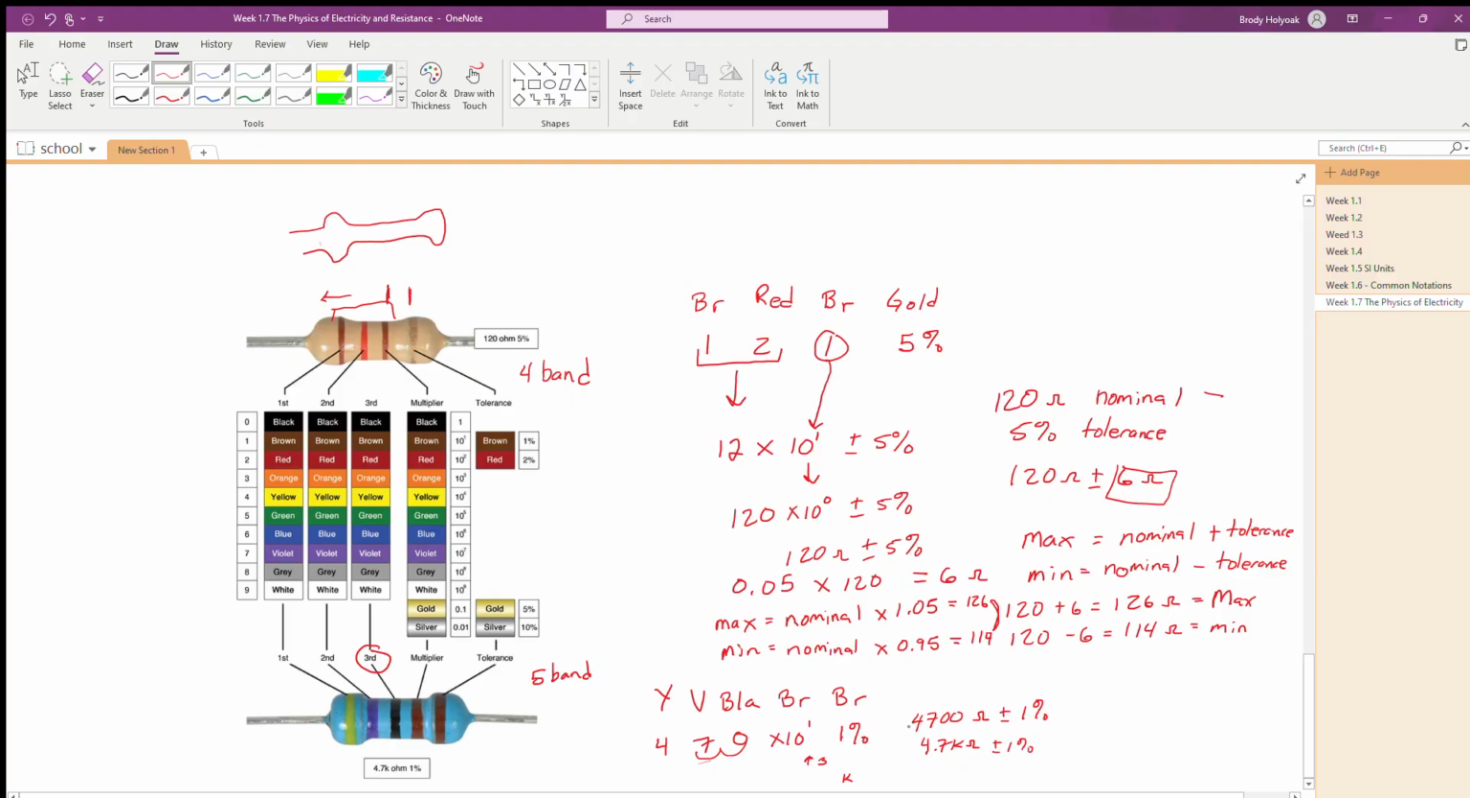So here's my nominal value. Either one is correct. This is engineering notation. This is where we want it displayed. This number is easier to work with on your calculator. And I want to find my range, my min and my max value of this resistance.